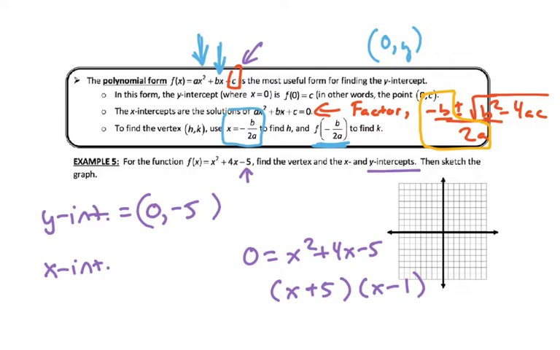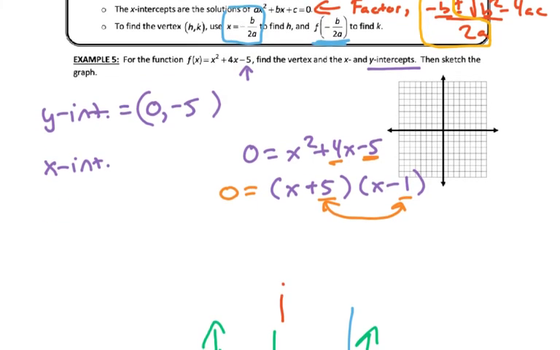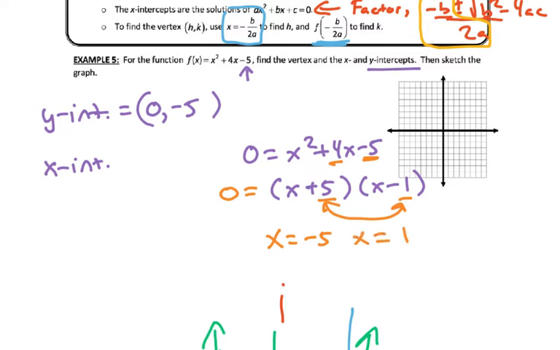All I'm doing here is asking myself what times what gives me -5, and if I add or subtract these, if I add 5 plus -1, do I get to 4? That's all I'm doing here. So this is equal to 0, which then means that x is equal to -5 and x is equal to 1. So the x-intercepts here will be (-5, 0) and (1, 0).